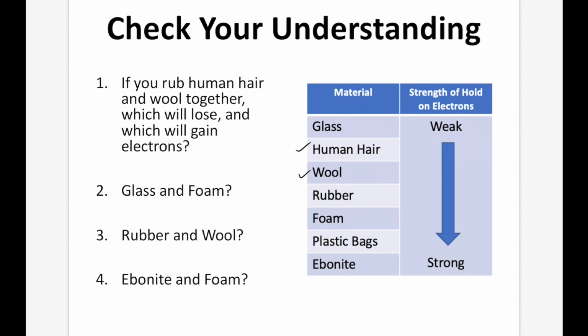Okay, so if you rub human hair and wool together, since wool has a stronger hold on the electrons, they will go from the human hair to the wool. So which one will hold? We'll say wool will hold. Hair will lose. How about glass and foam? Well, since glass is higher on the list and foam is lower, glass is going to lose, and foam is going to gain. Rubber is lower, so rubber is going to gain, and wool is going to lose. Ebonite and foam: ebonite is the lowest, so it is going to gain, and the foam is going to lose.